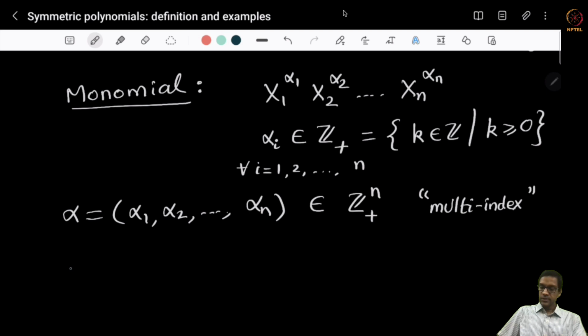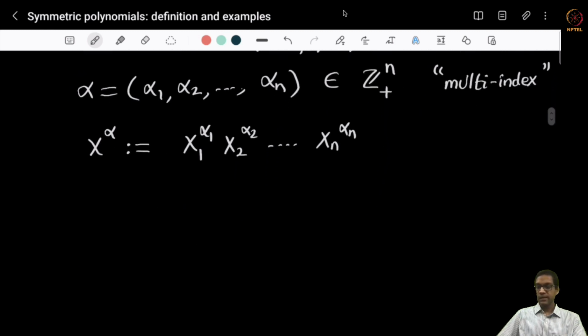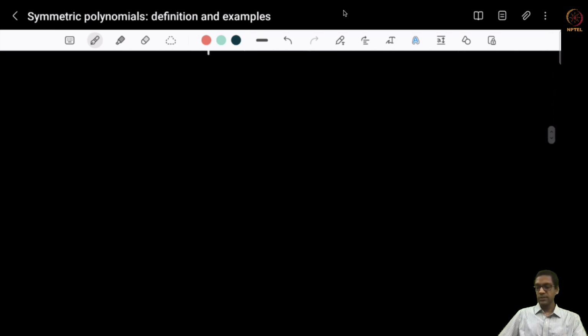Okay, and here's some nice shorthand notation, which is very convenient. We write x to the alpha for this monomial. So this is just notation, if you wish. Definition: x to the alpha just denotes the monomial x1 to the alpha 1, x2 to the alpha 2, xn to the alpha n. Now observe that monomials are special for the following reason: any polynomial is nothing but a sum of monomials.